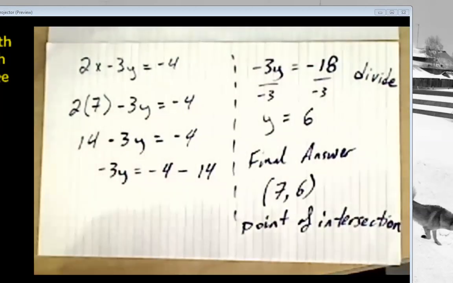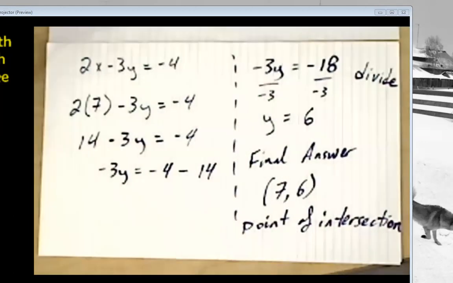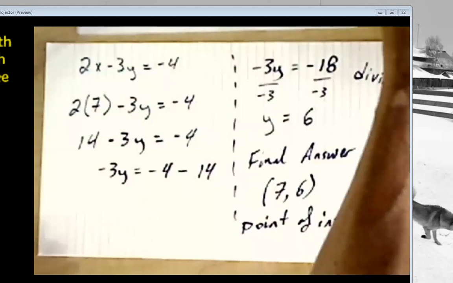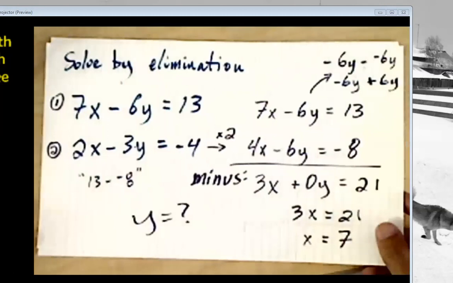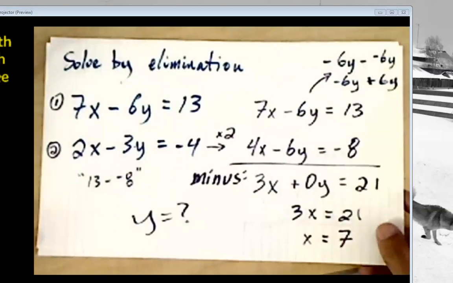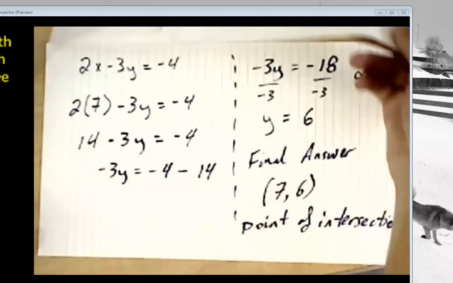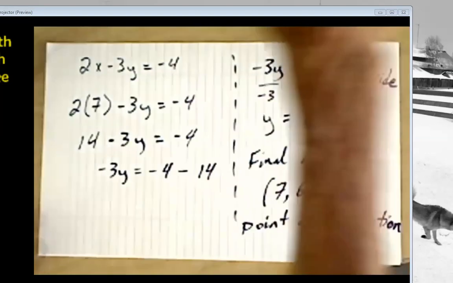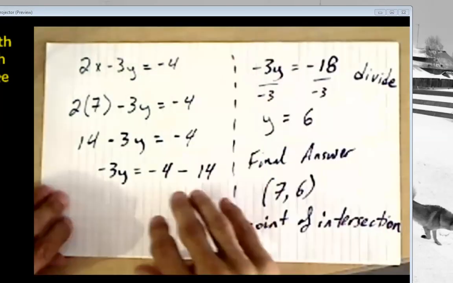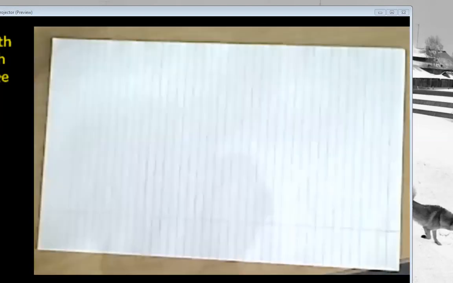Okay. So any questions from that last example there? No? Okay. Then what we'll do, let's check the homework from the last couple of days. Homework check.